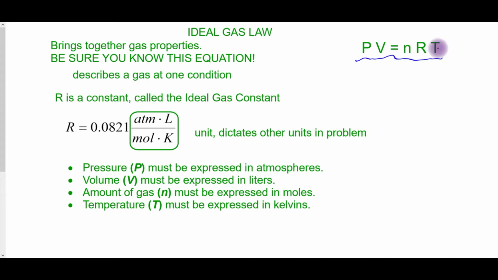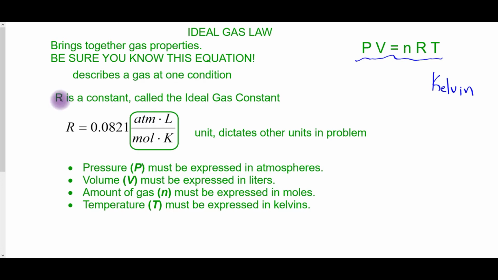You will need to know this gas law. Pressure multiplied by volume equals n R T, where n stands for the number of moles, R is a constant, and T is temperature in Kelvin. This describes a gas at one condition, and that's how you can tell in a problem if you need to use the ideal gas law or the combined gas law.